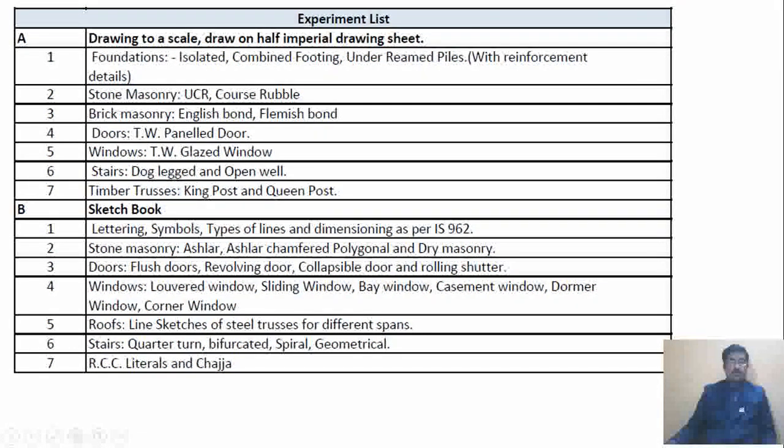The second part comprises a sketchbook, which has 7 exercises. The first includes lettering, symbols, types of lines, and dimensioning as per IS 962. Second is stone masonry: ashlar, chamfered, polygonal, tri masonry. Third is doors: flush doors, revolving doors, collapsible door, rolling shutter. Fourth is windows: louvered windows, sliding windows, bay window, casement window, dormer window, corner window. Then roofs: line sketches of the trusses, steel trusses for different spans. Stairs: quarter turn, bifurcated, spiral, geometrical. And the last one is RCC lintels and chajja.